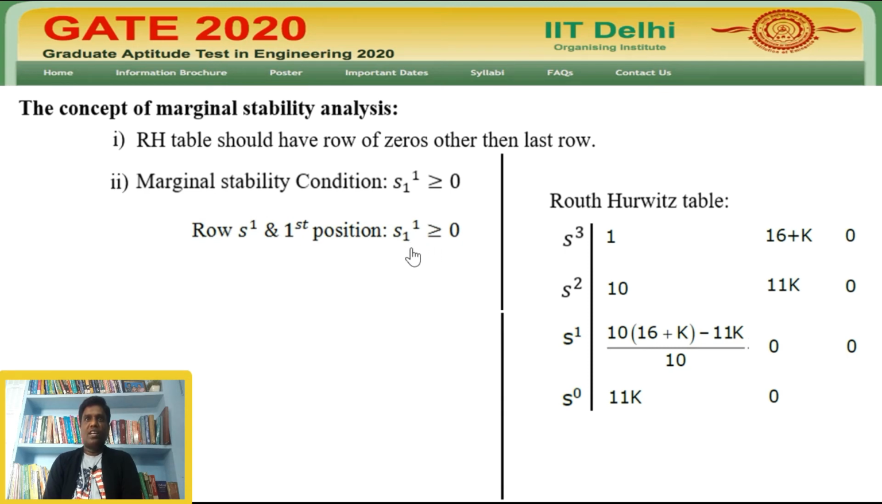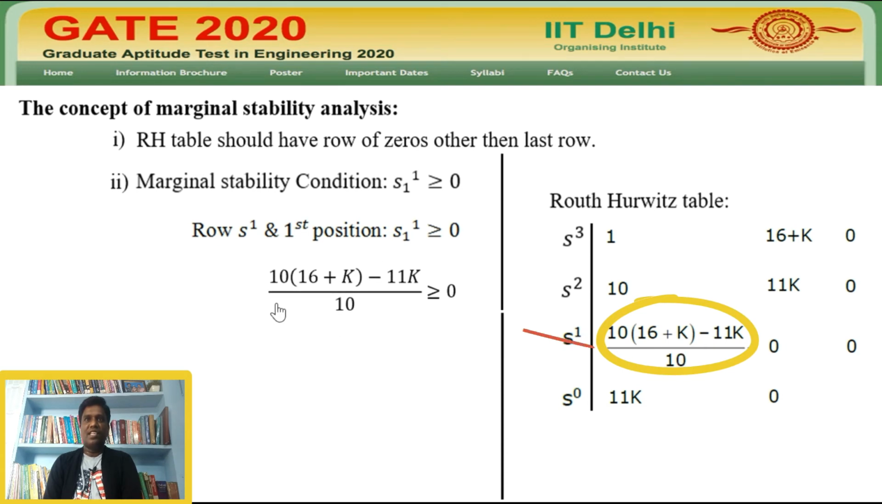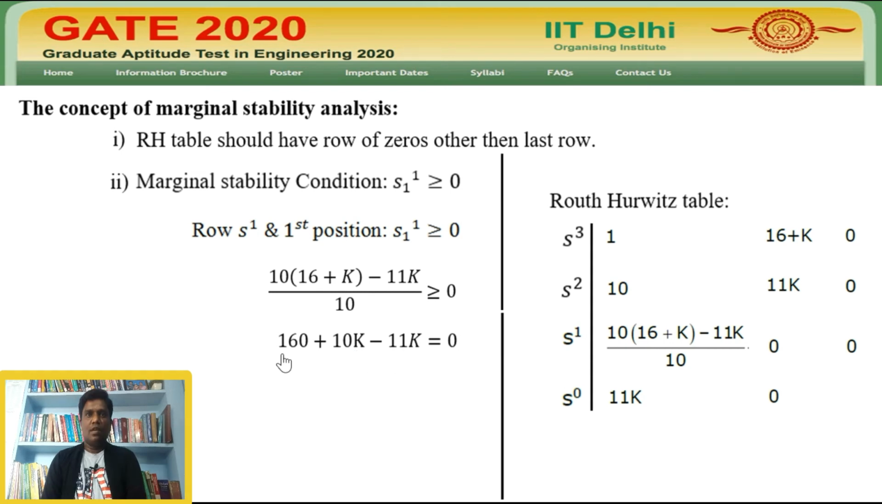Now substitute S1 power 1 from the Routh-Hurwitz table. Then the equation is 10 into 16 plus k minus 11k divided by 10 greater than or equal to 0. After simplification on the numerator and cross multiplication on the denominator part, the next equation is 160 plus 10k minus 11k equal to 0. In this equation, the subtraction of 10k minus 11k is minus 1k. So the equation is 160 minus k equal to 0.